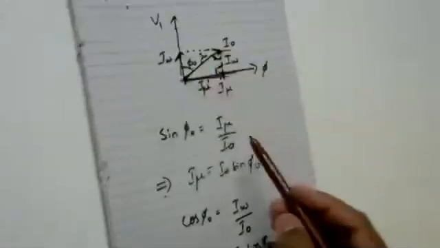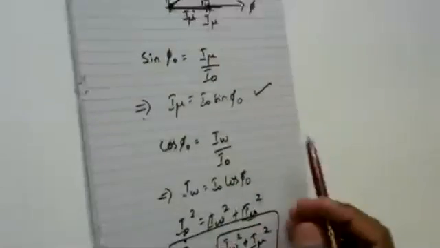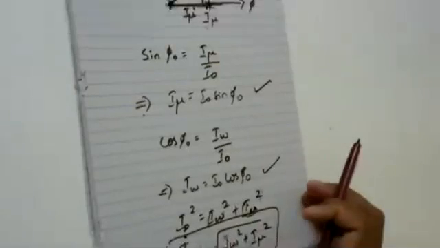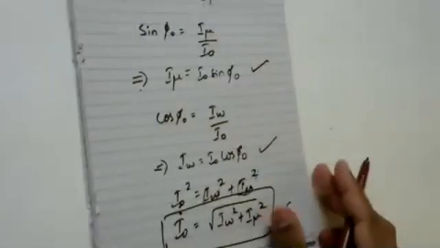So this is something fundamental which I was able to derive with the help of this phasor diagram. If this phasor diagram is clear to you, you will understand why I am writing this equation: I mu is equal to I naught sine phi naught, IW is equal to I naught cos phi naught, and how I get the equation I naught is equal to the square root of IW square plus I mu square. Is it clear to you?